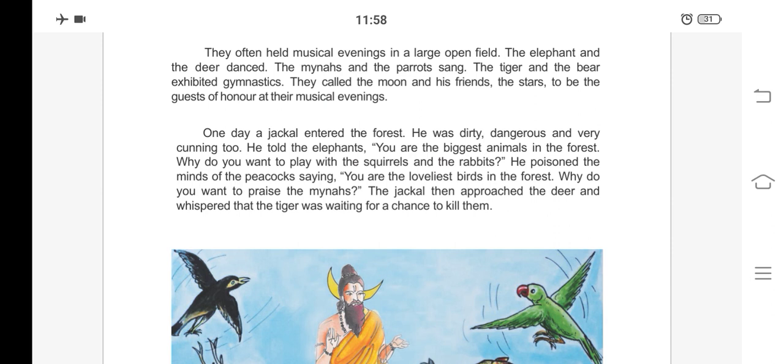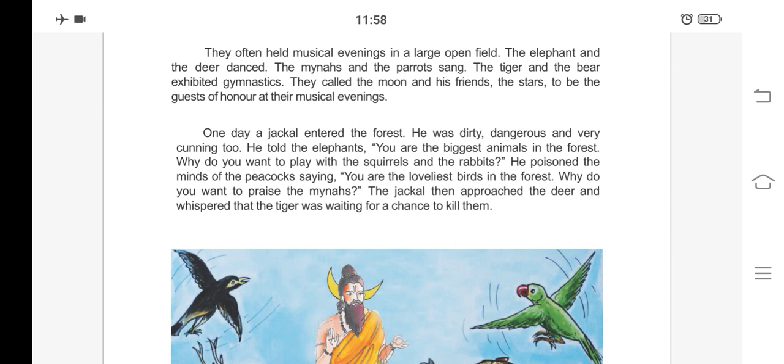Saying this type of words, he poisoned the minds of the peacocks. He also poisoned the minds of the peacocks, saying that you are the loveliest birds in the forest, and why are you praising the mynas, as the peacocks praised the mynas for their singing. So the jackal was poisoning the minds of the animals in the forest, saying, why do you want to praise the mynas? The jackal then approached the deer.